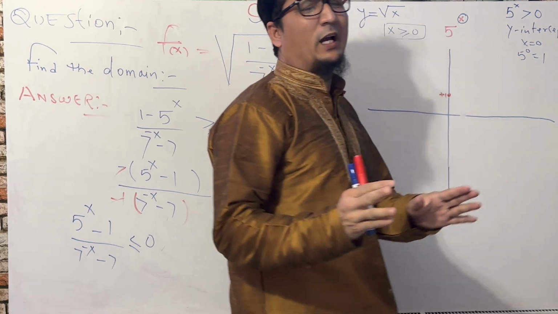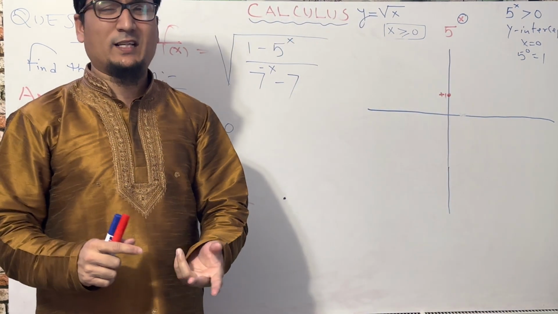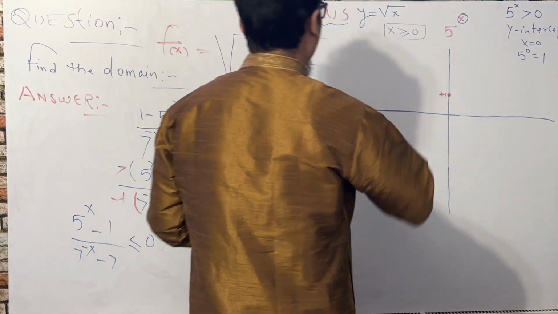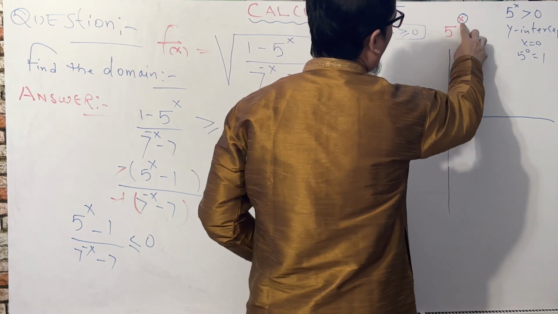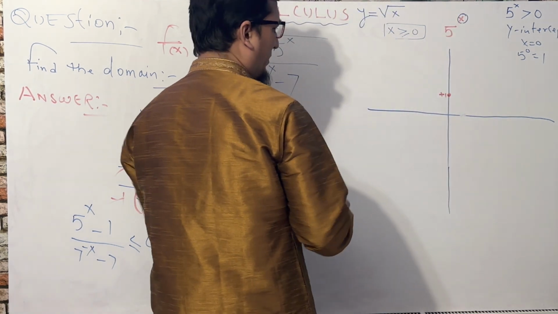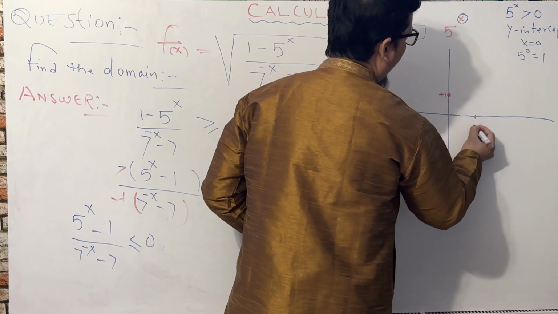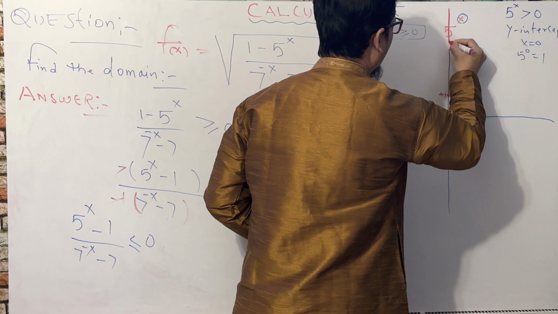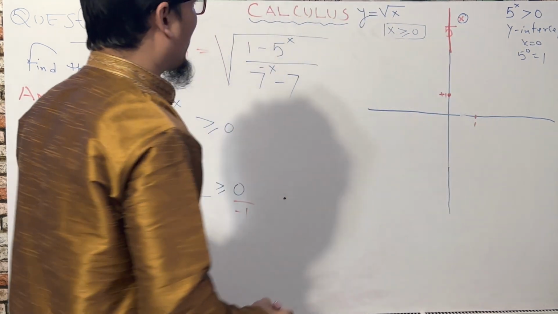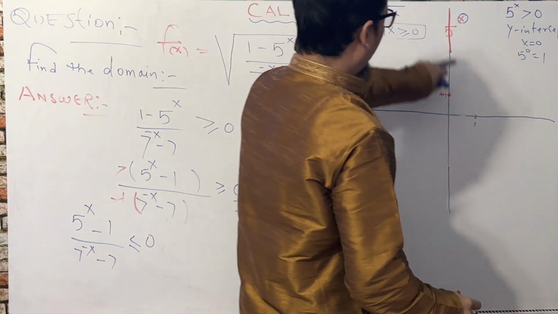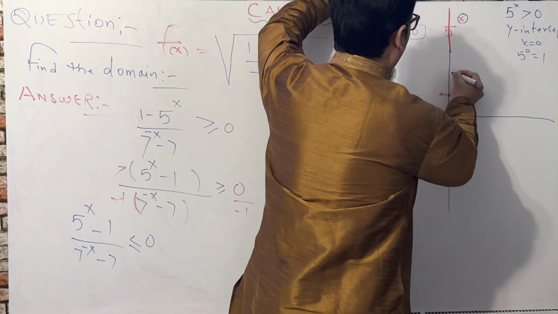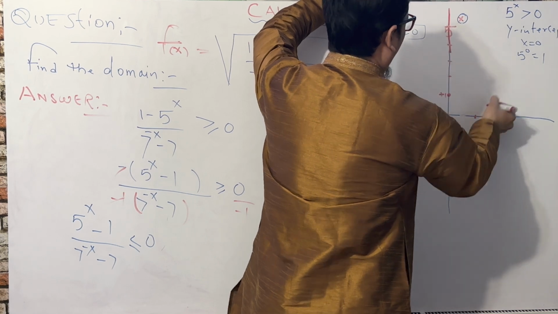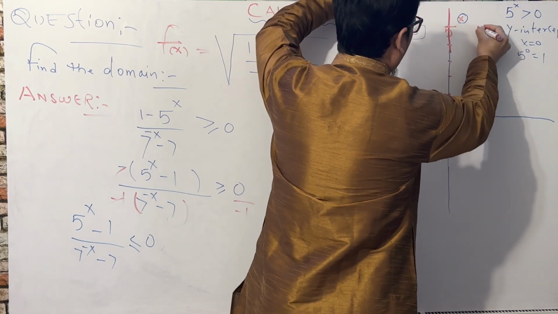And if you want to find another point, no problem. For example, here in 5 power x, if you say x is equal to 1, it will be 5. So this will be 1, 2, 3, 4, and this is 5. So you can say my point is here, right?